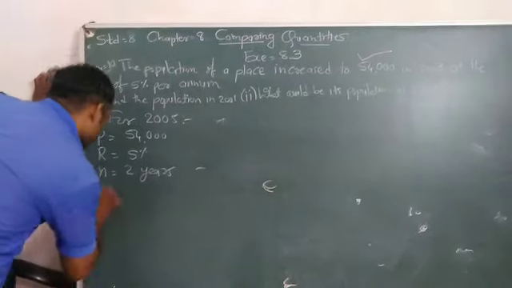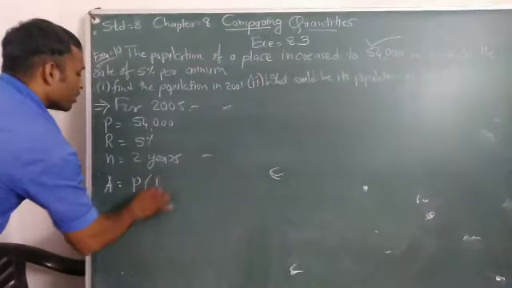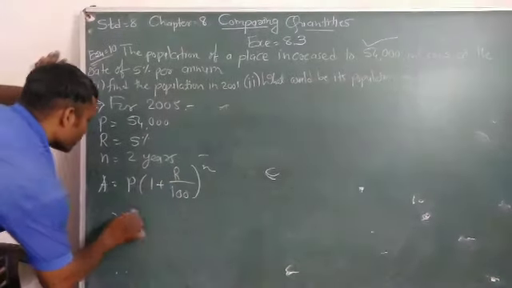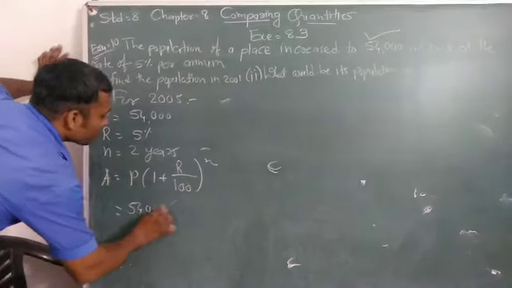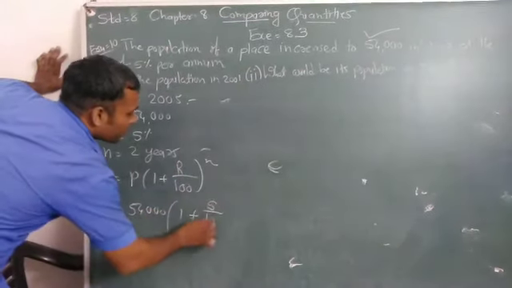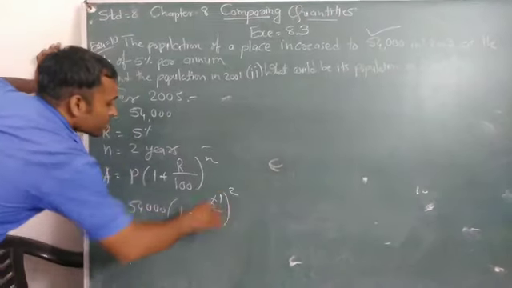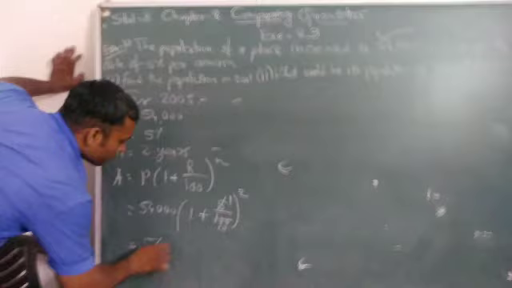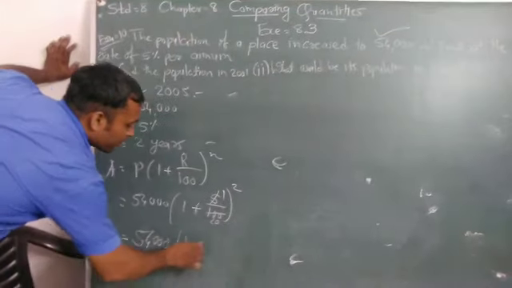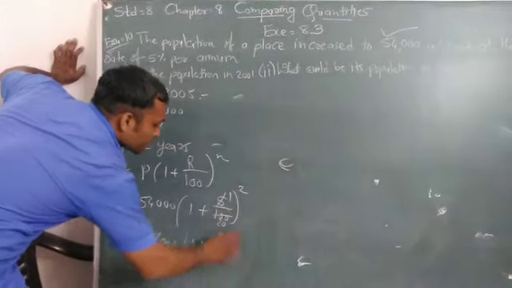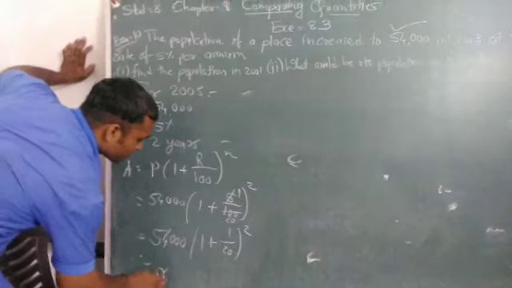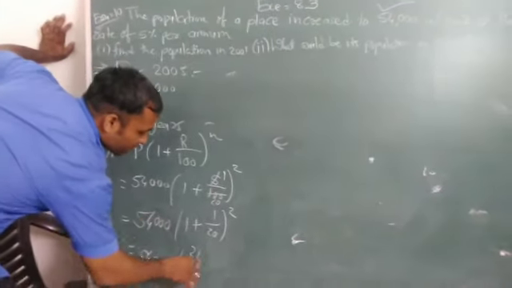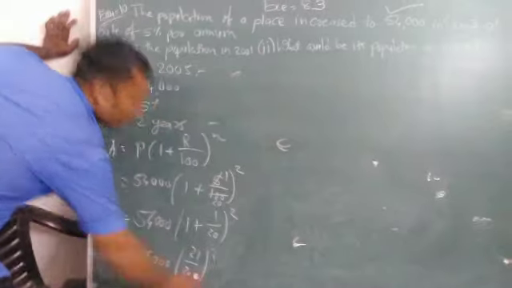So now amount is equal to principal 1 plus R upon 100 raised to N. Principal amount will be 54,000, 1 plus 5 upon 100 raised to 2. 5 ones are 5, 5 20s are 100. 54,000 as it is, in bracket 1 plus 1 upon 20 raised to 2. So now 54,000 in bracket, 20 plus 1 is 21 by 20 raised to 2.